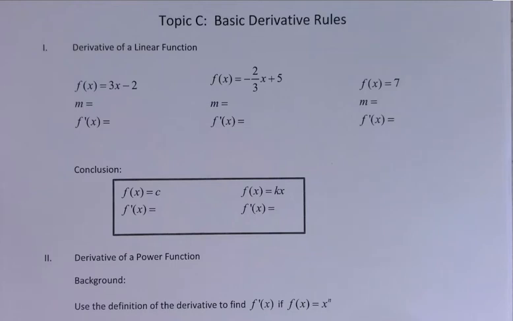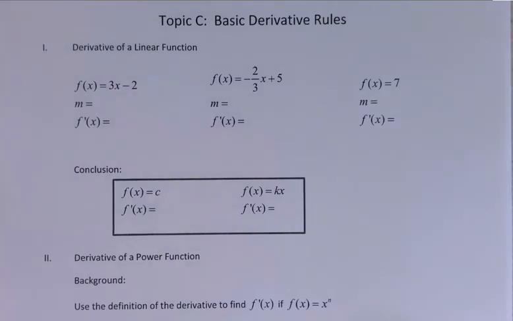This is Unit 2, Topic C, and we're going to begin looking at some shortcuts for finding derivatives. These are going to be what we'll eventually refer to as our basic derivative rules. As we've seen, we have a way of analytically or algebraically calculating a derivative, but it's a fairly lengthy process. So if we could see some patterns that we could use to form shortcuts, it would help us to find derivatives a lot more quickly in the future.